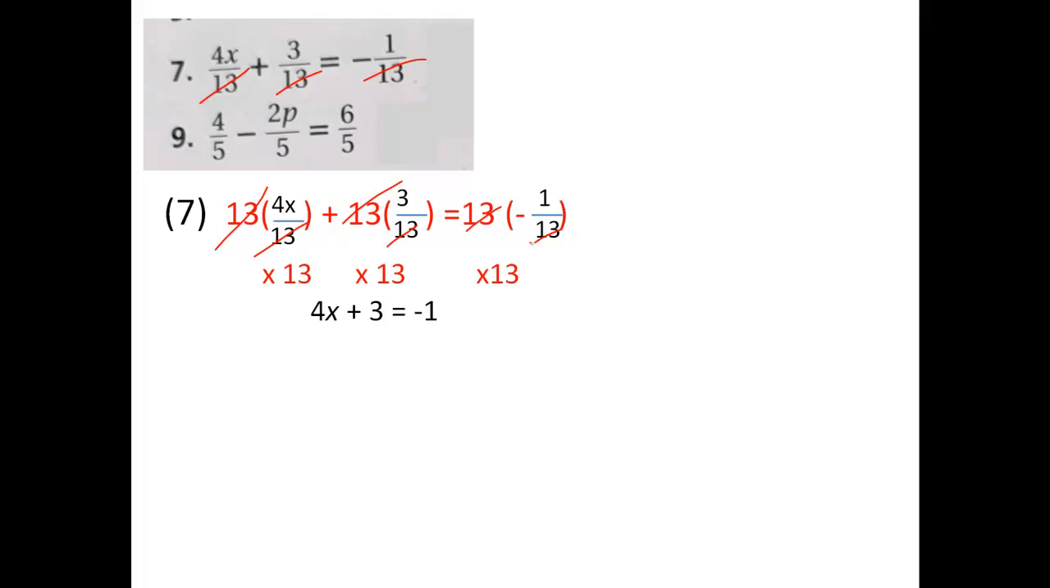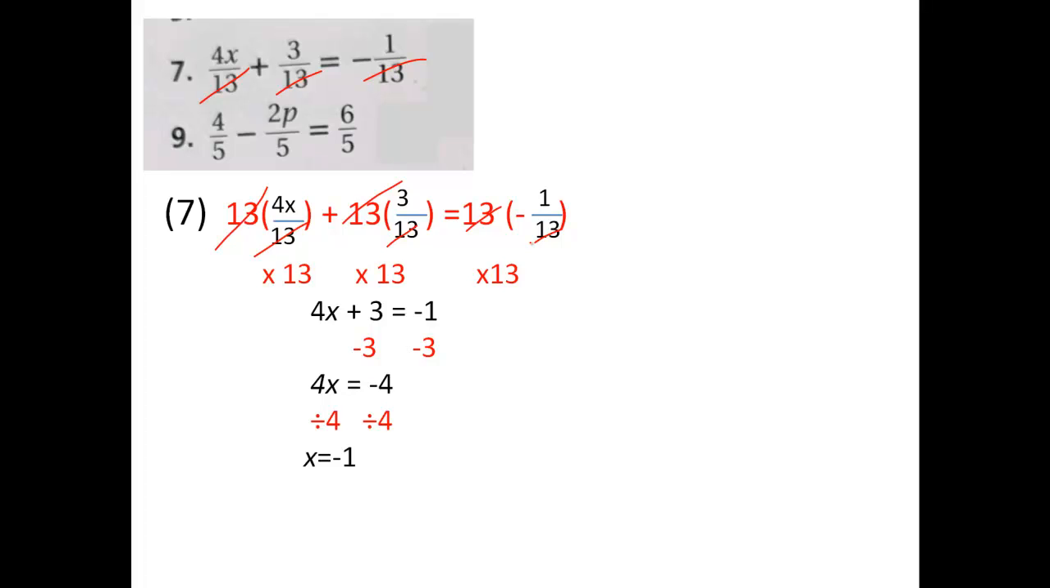So we have 4x plus 3 equals negative 1. What will we do? We will subtract 3 from both sides of the equals, not from both terms. So 4x will equal negative 1 minus 3, which is negative 4. Then we will divide by 4 on both sides. So x will equal negative 4 divided by 4, which is negative 1. x equals negative 1.